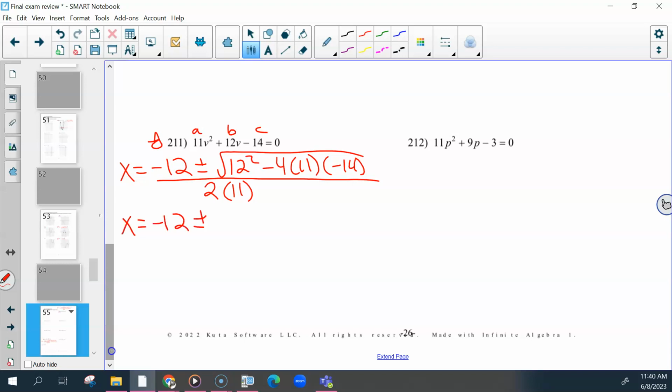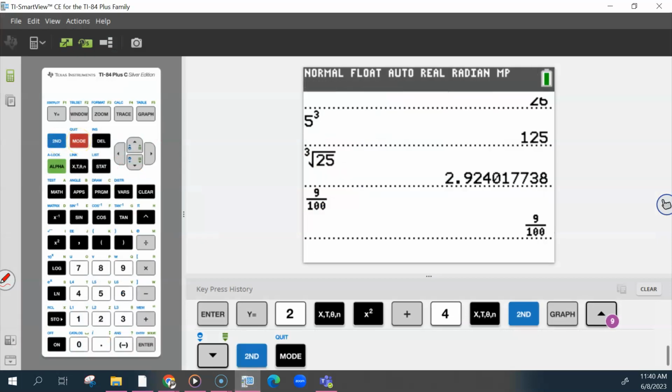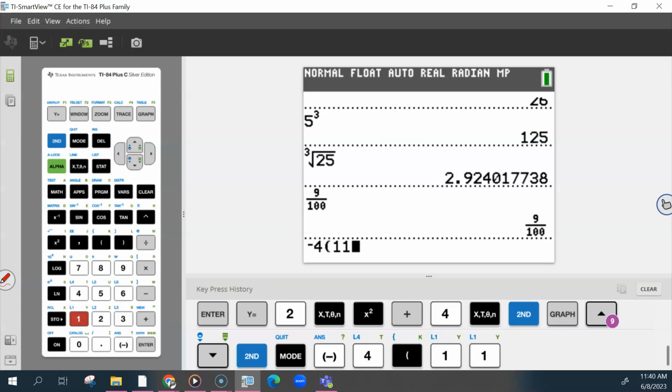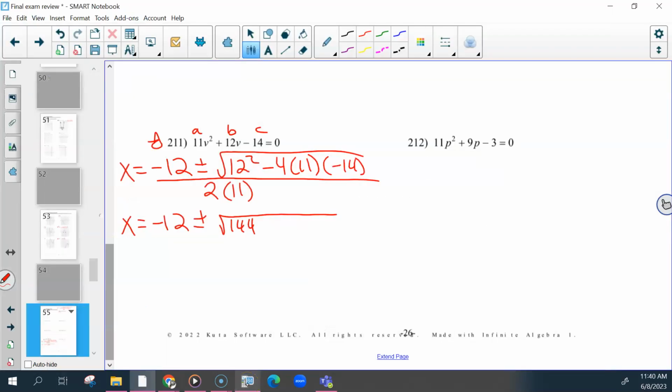Negative 12 plus or minus the square root of 144. I'm going to put this part in the calculator all at the same time. Negative 4 times 11 times negative 14. 616. And then we can add those two numbers together.